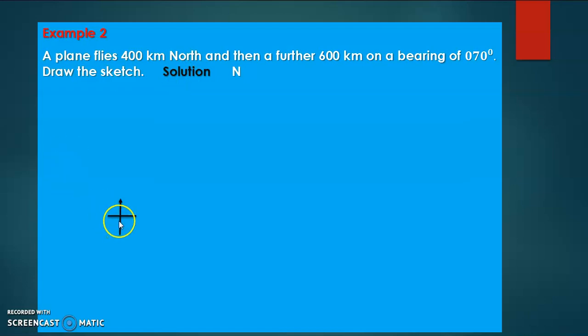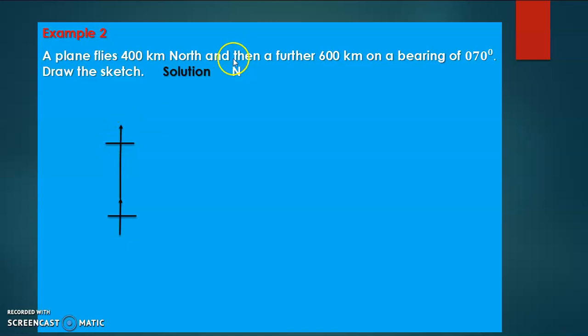First of all, you have to draw your cardinal points, which is very, very important, as your starting point. Now we are told from the question that a plane flies 400 km north, which means the plane flies due north. It will go upward. The plane flies due north to another point here. You also draw your cardinal points here for another point.